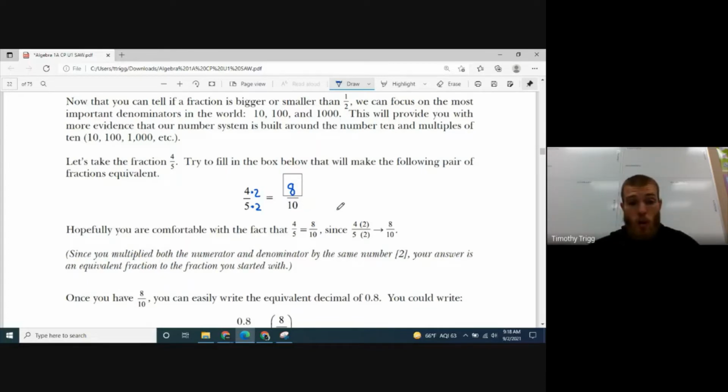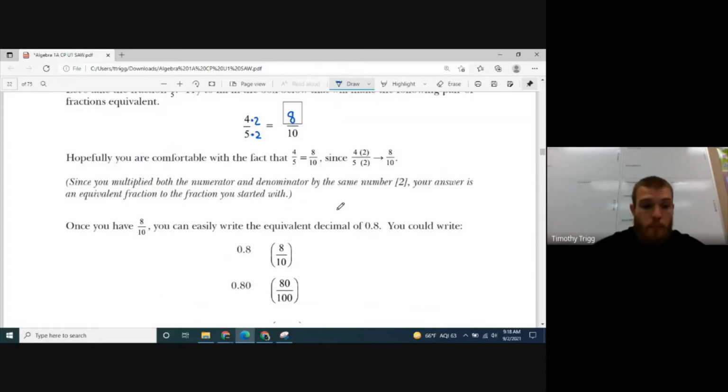And again, you could always check with your calculator. So if I did 4 divided by 5, I get 0.8. If I do 8 divided by 10, I also get 0.8. Okay, so they should give you the same decimal. That's how you could always check to make sure the two fractions are equal. They should give you the same decimal.